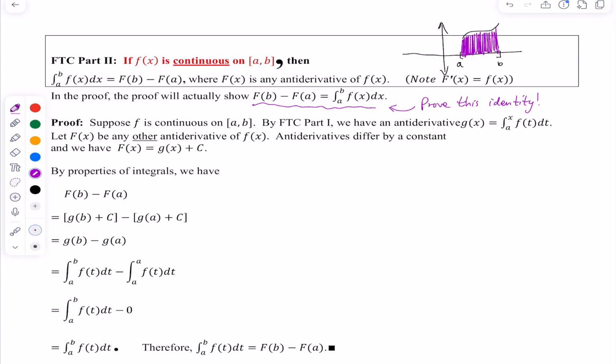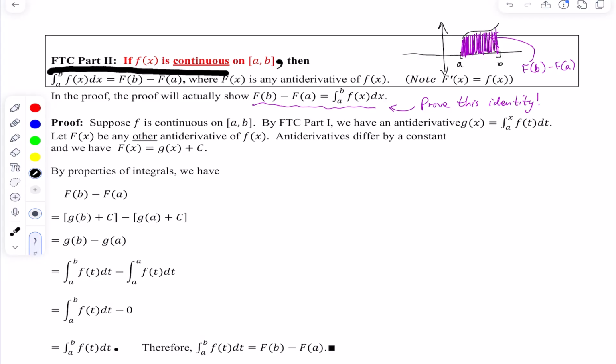It turns out you just need an antiderivative, that's a function, a continuous function on that same closed interval, and take the difference between the higher accumulation minus the lower accumulation.